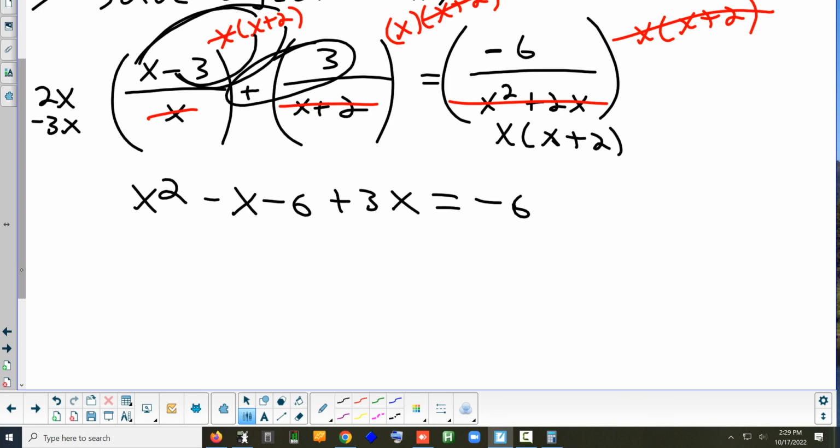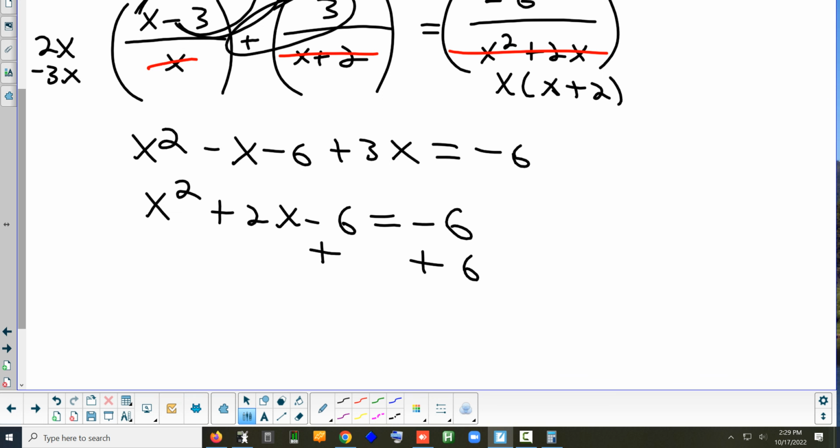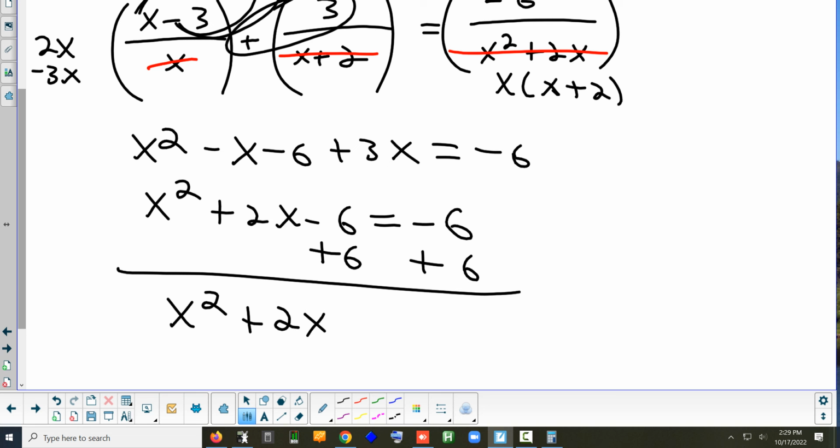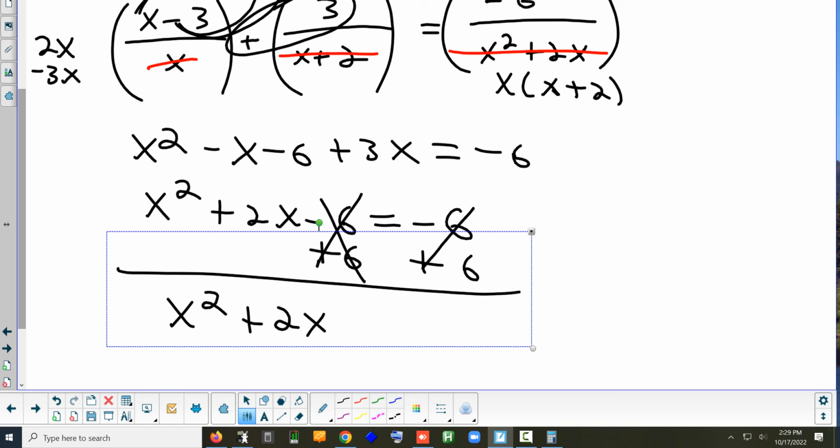Okay, let's combine the like terms. So x squared. What's minus x plus 3x? 2x. And now that's a quadratic equation again. I told you these almost always turn into quadratics. What do we want to get it equal to? 0. So how do we move this negative 6 to the other side? Add 6. So x squared plus 2x. What's negative 6 plus 6? 0. This is gone.